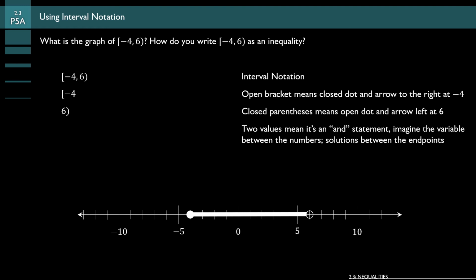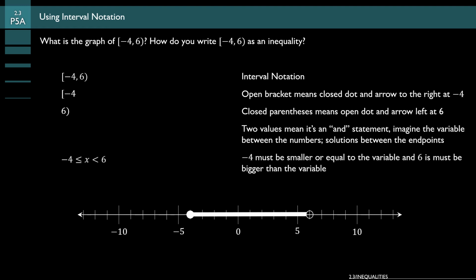So -4 is going to be my first thing. And since that bracket is there, that tells me less than or equal to. Then I'm going to put in my variable, which is x, and then the closed parenthesis tells me that it's going to be less than, and the number tells me 6.